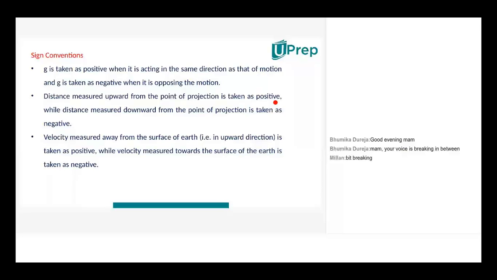Velocity and distance measured upward from the point of projection are taken positive, and distance measured downward will be taken negative. Upward distance is taken positive and downward distance is taken negative. And velocity which is measured away from the surface of the earth is taken positive, which means when the object is going upwards, its velocity should be considered positive, and when it is moving downwards, its velocity should be considered negative.